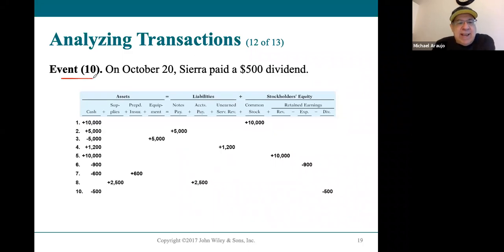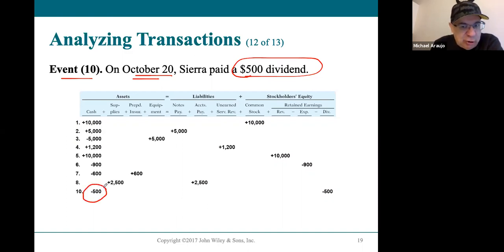Event number 10 happened on the 20th of October, and they paid a dividend. Now again, we are going to assume that these dividends are going to be paid in cash. So we have a $500 dividend. We have less cash. And look what happens.